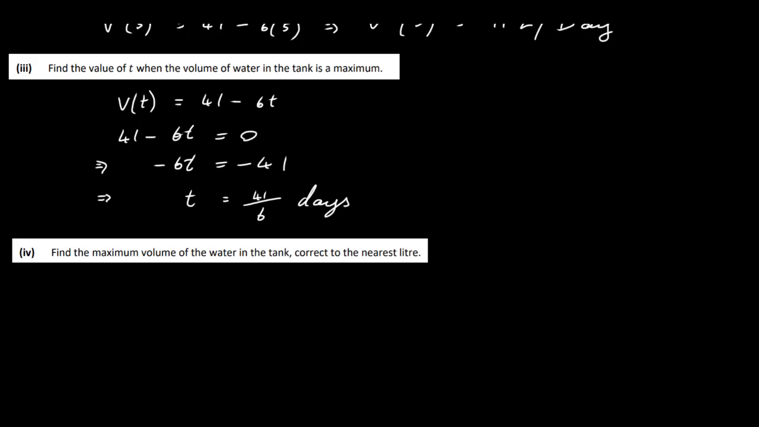Now let's see, does it ask us to give our answer in a particular format? Let me have a look. Find the value of t when the volume of water in the tank is at a maximum. Okay, so it doesn't say we have to give it to any number of decimal places or anything like that. So really I'm just going to leave it like that.